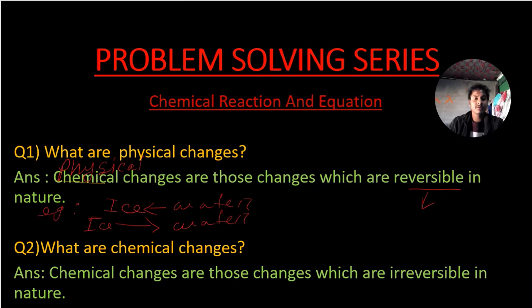Now second problem is, what are chemical changes? Chemical changes are those changes which are irreversible in nature. So we can say that it is the opposite of what? Physical changes. Opposite of physical changes. Example: burning of candle.